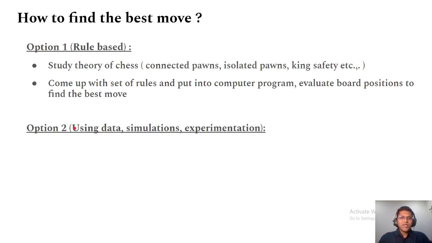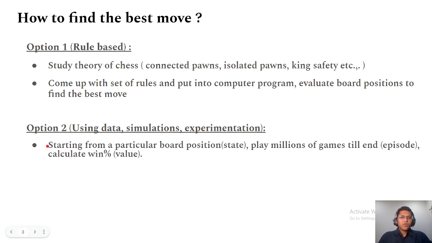And option 2 is using data, simulations, and experimentation. It goes like this. Start from a particular board position. That position is called a state, and play millions of games till the end. One complete game is called an episode. So you start from a particular board position, play millions of games till the end, and calculate the win percentage out of those millions of games. What you are trying to find here is the value of a particular state or a particular board position by calculating the win percentage.